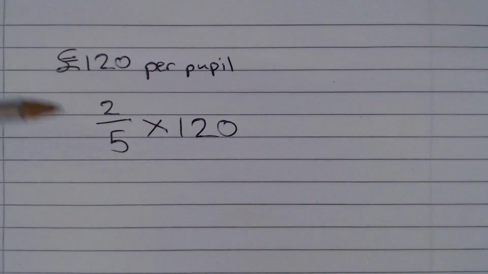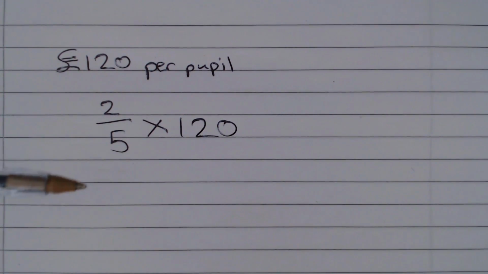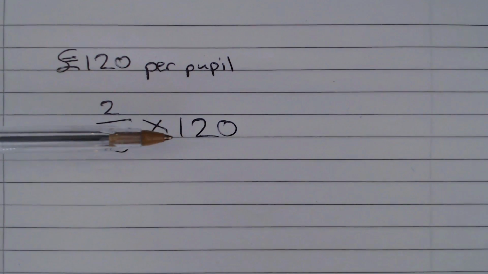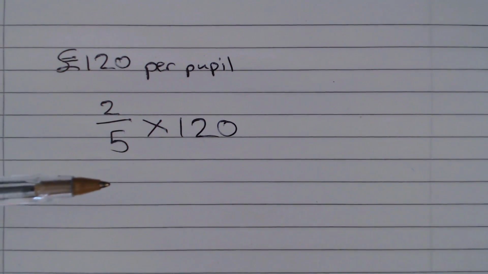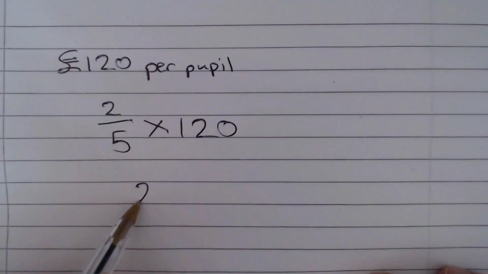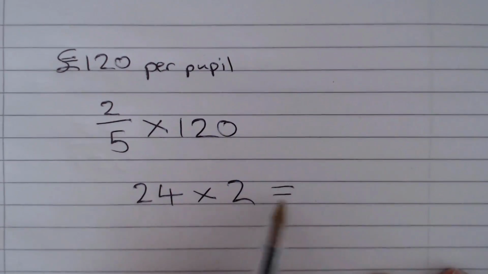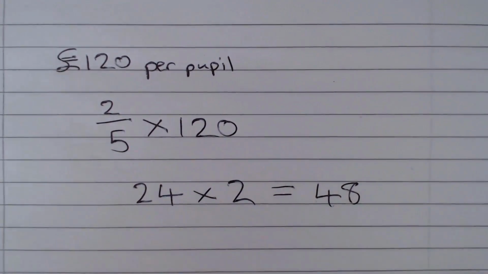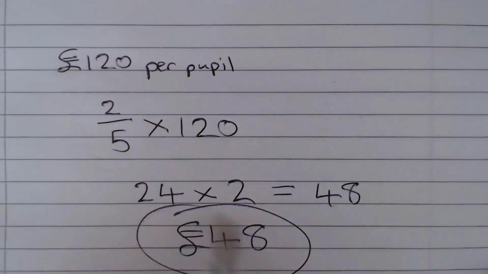Now remember, when we divide by 5, that is the same as multiplying by 2, then dividing by 10. So 120 divided by 5 is the same as 120 multiplied by 2, 240, divided by 10, 24. So we have 24. And now all we need to do is times that by 2, which gives us 48. So the answer to this question is going to be £48.